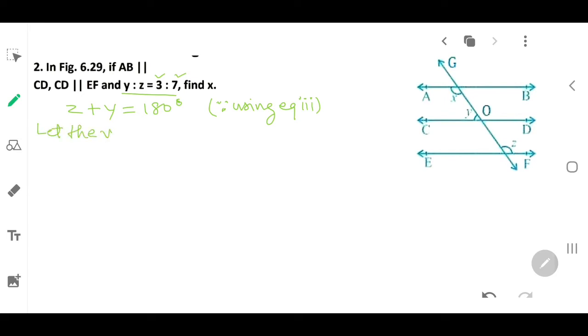the value of y and z be 3p and 7p. So we are using p instead of x and y, because x, y, z are already included in this figure. You understood, na? So in the place of that we are using p. So in the place of z, z is 7, that means 7p. So you write here 7p, and in the place of y it will be 3p.